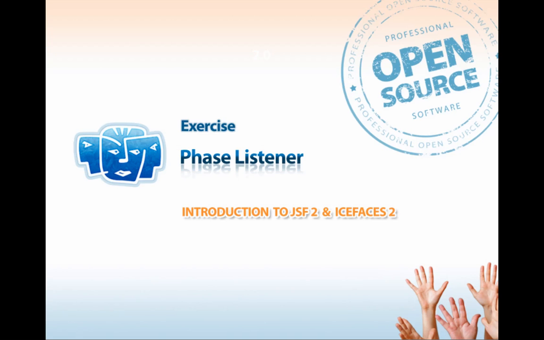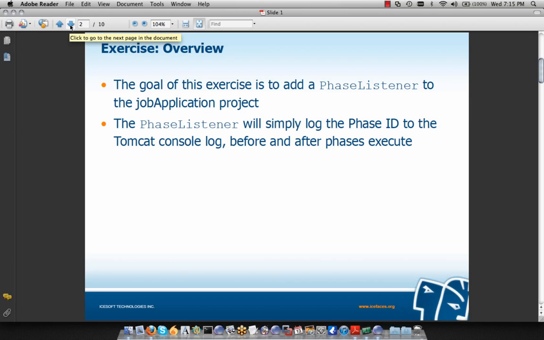Our next exercise will be on JSF phase listeners. The goal of this exercise is to add a phase listener to the job application project. And this phase listener will simply log the phase ID to the Tomcat console log before and after the phases execute. And this will let us examine various different scenarios within the JSF lifecycle.